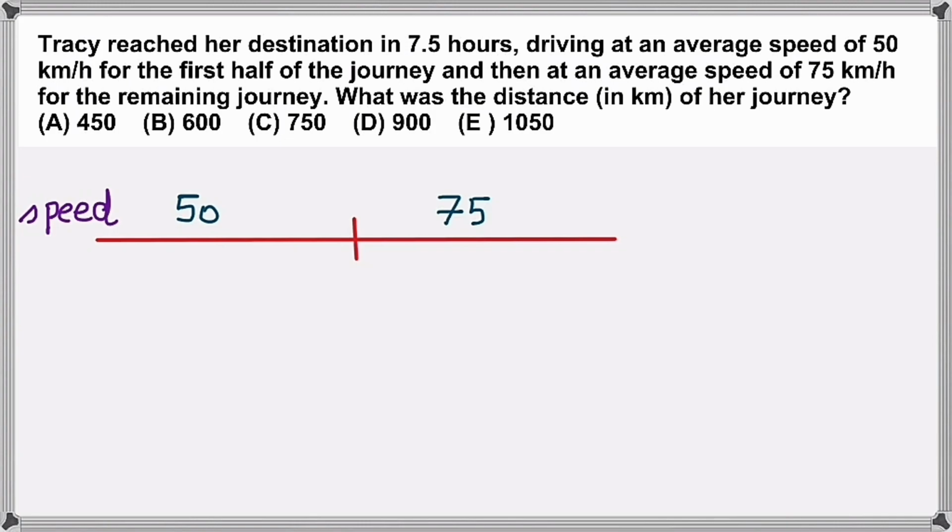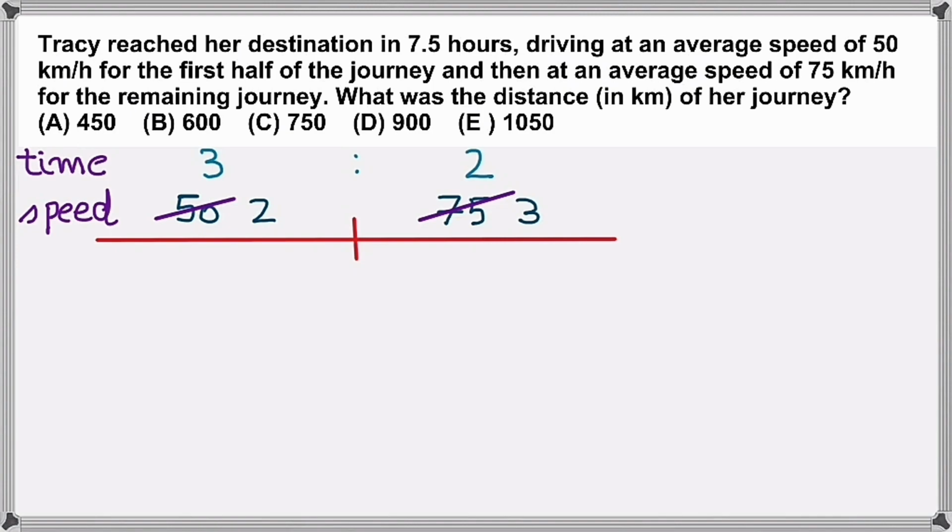Now, since the distance for both the parts of the journey remains the same, that is half of the total distance, time taken in both the cases would be inversely proportional to values of speed. That is to say, since here we have speeds in the ratio 2:3, the time taken to cover the same distance in both the parts of the journey would be in the ratio 3:2, inversely proportional.